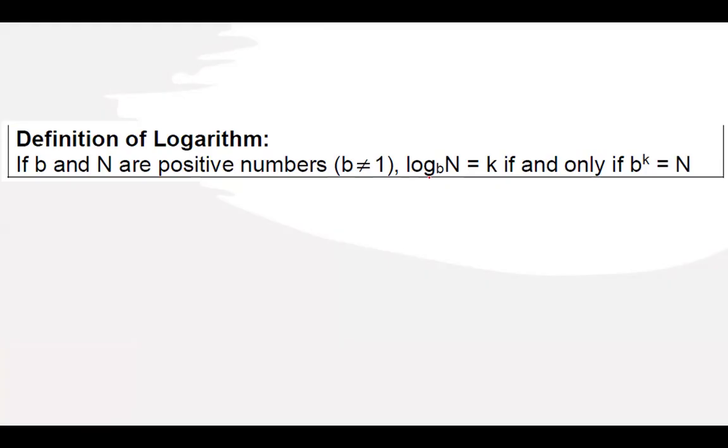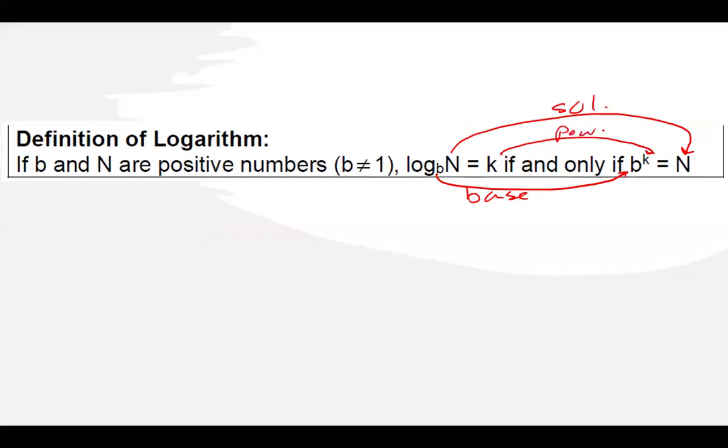if and only if your base of your log is the base of your exponential. The argument of your log is the solution to your exponential. And the solution to your log is the power of your exponential. So the base stays the base. The argument becomes the solution. The solution becomes the power. Do we see that?